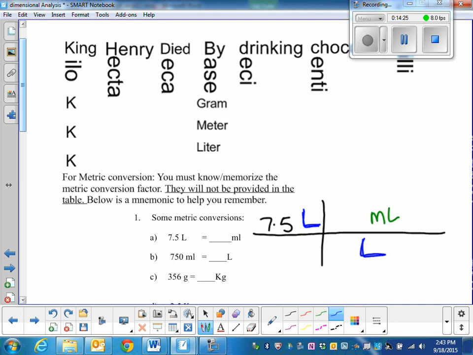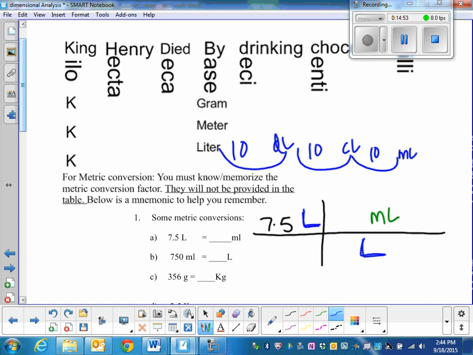So this is my liter line. This is milliliters, centiliters, deciliters, liters. Is that right? So if I go one way, the unit is 10. 10 milliliters makes a centiliter. 10 centiliters makes a deciliter. 10 deciliters makes a liter. Is that pretty good? Each jump is 10.